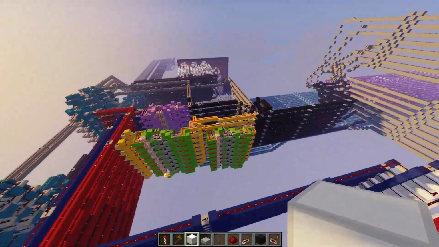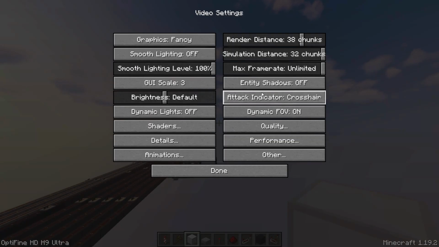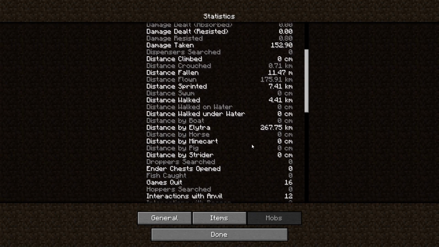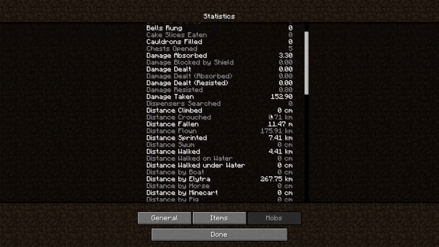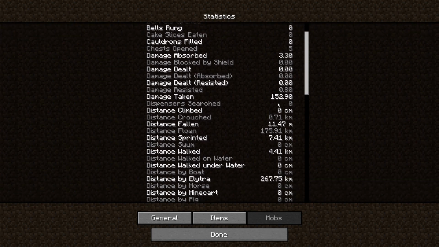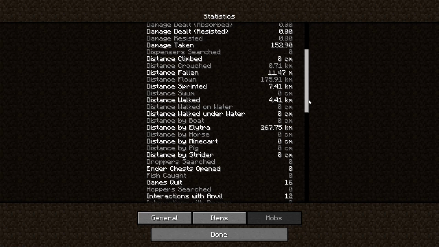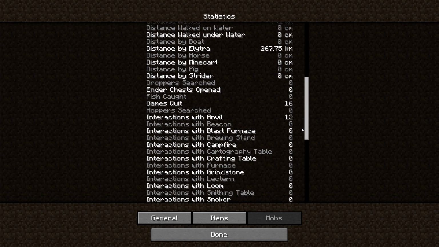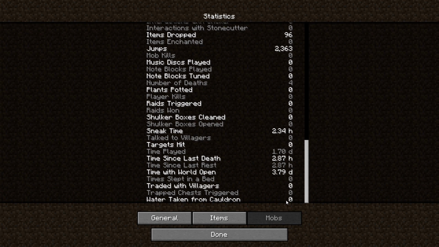A lot of effort went into making this world, and in fact, I think I spent over 72 hours on it. If we check the statistics, 175 kilometers flown. Oh my. If we check distance by elytra, 267.75 kilometers. Holy. You can tell I used it quite a lot. Only 16 quits, which means I grinded a lot, to be honest.